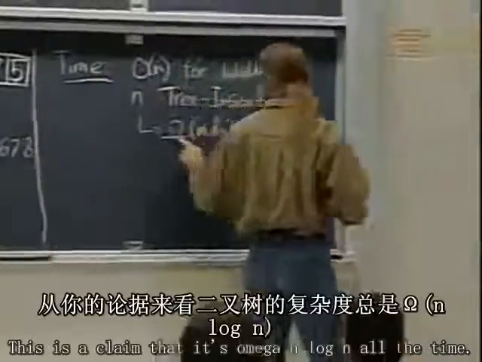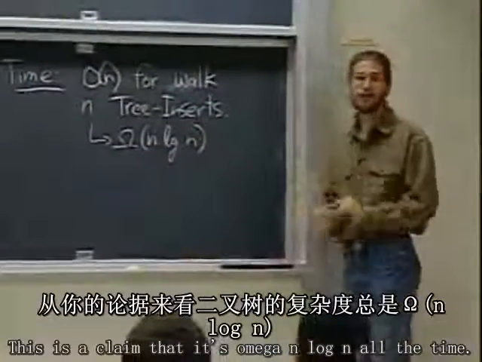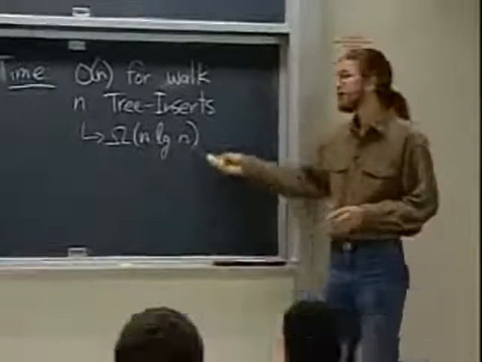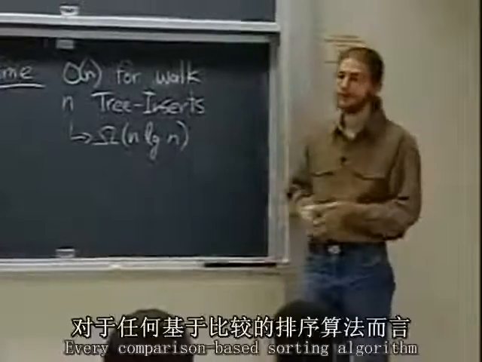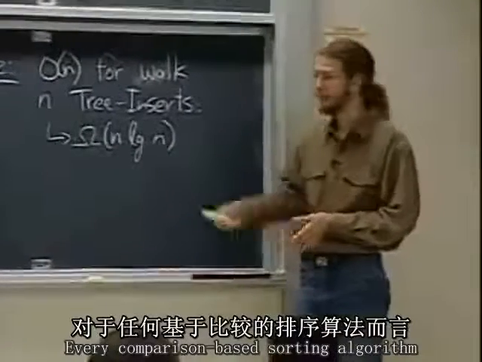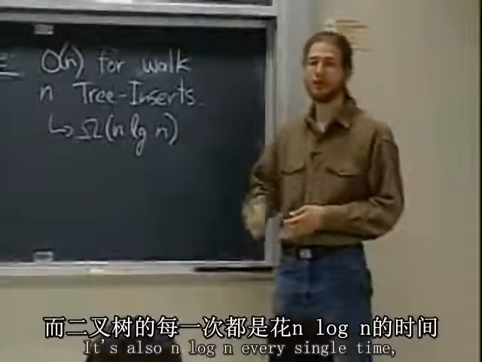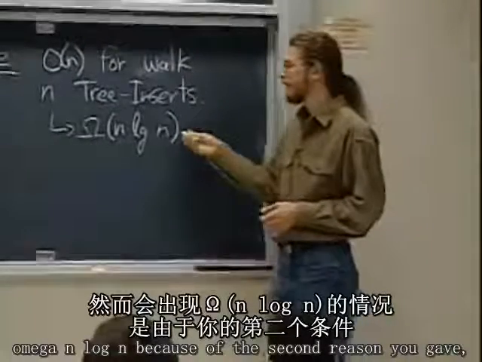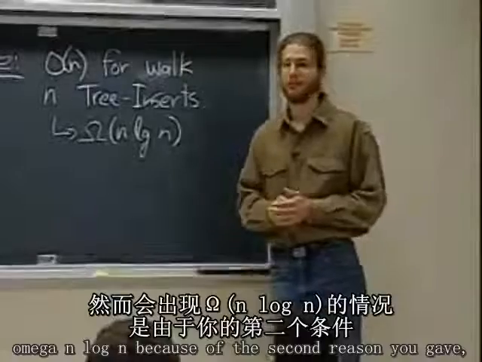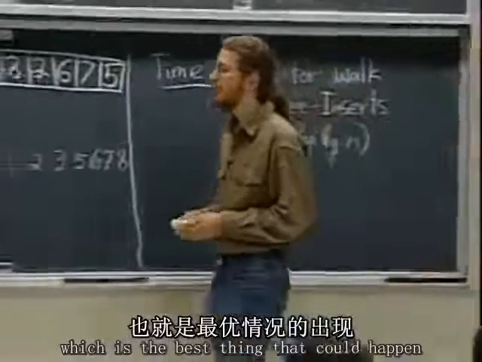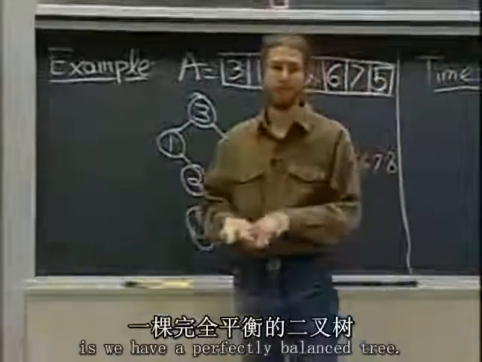This is a claim that it's omega n log n all the time. It's certainly omega n log n in the worst case. Every comparison-based sorting algorithm is omega n log n in the worst case. It's also omega n log n every single time, because of the second reason you gave, which is the best case: the best thing that could happen is we have a perfectly balanced tree.